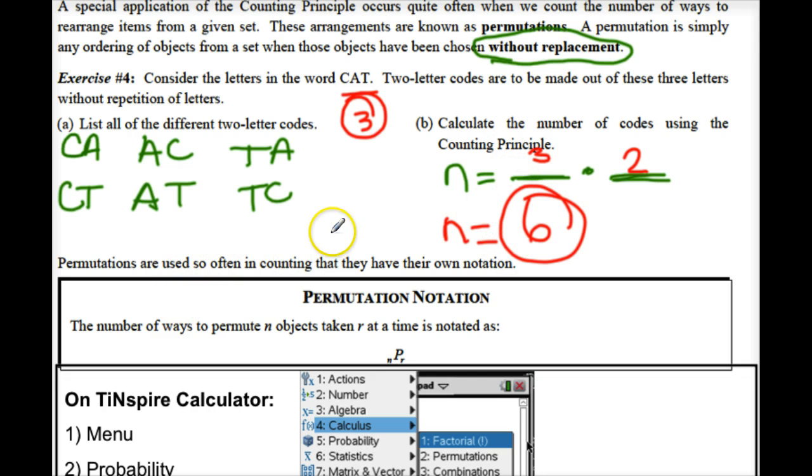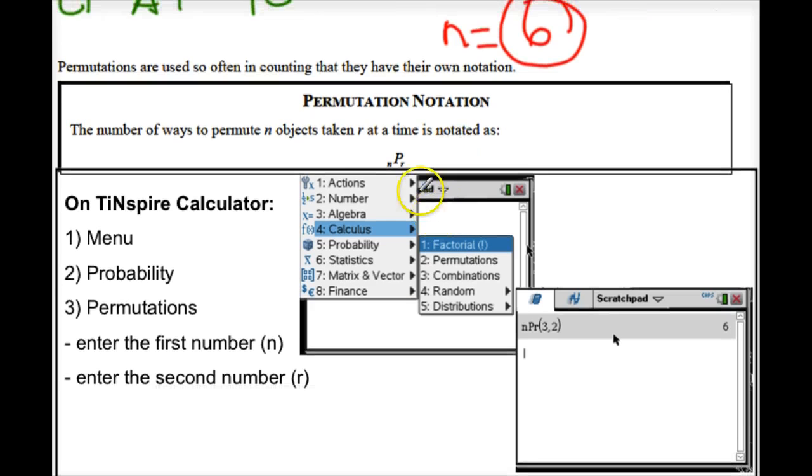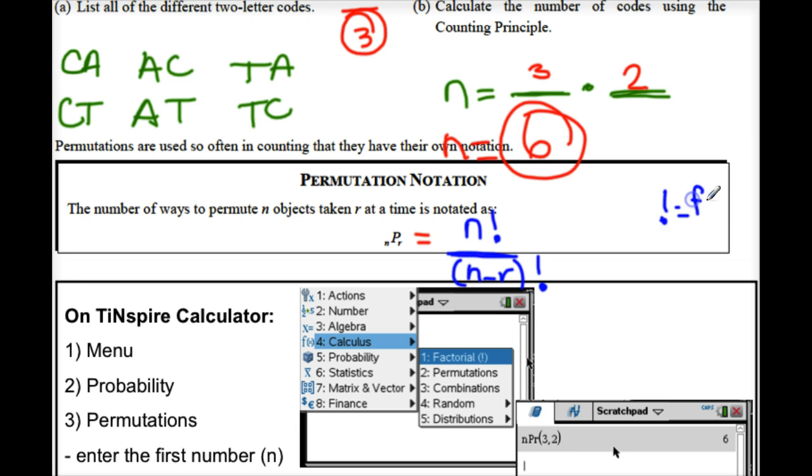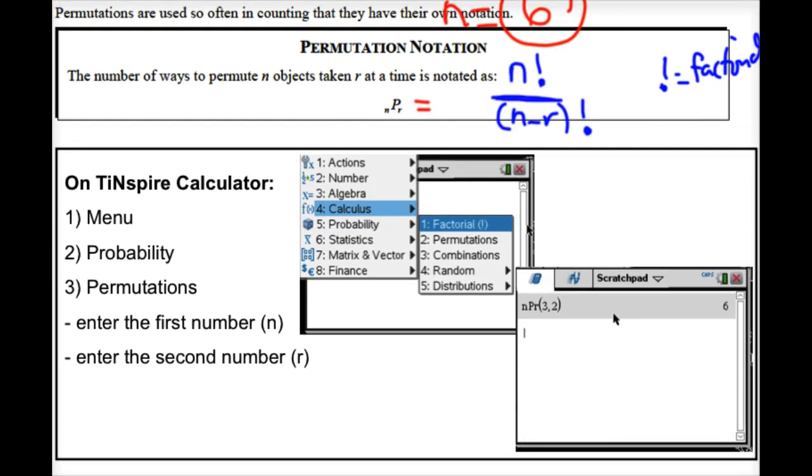Now, permutations are often used to count on their own. So really quick, think of this. Permutation is a little formula that we need to know. It says permutation notation, the number of ways to permute n objects taken r at a time is noted as nPr, which is the same thing. If I was to calculate this, it would be n factorial over n minus r factorial. This little exclamation mark means factorial. So again, that's n factorial over n minus r factorial, just in case you can't see this. This is what you write. So this is why we're going to calculate this by hand.